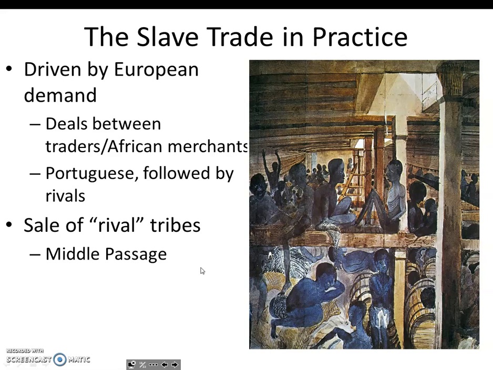So Europeans really take advantage of the fact that there's intense competition between kingdoms and tribes. And those who often sold to Europeans did so for short-term economic gain. And as we saw in the map, the vast majority of slaves ended up in Brazil and the Caribbean. Much smaller numbers went to North America, mainland Spanish America, or in Europe.